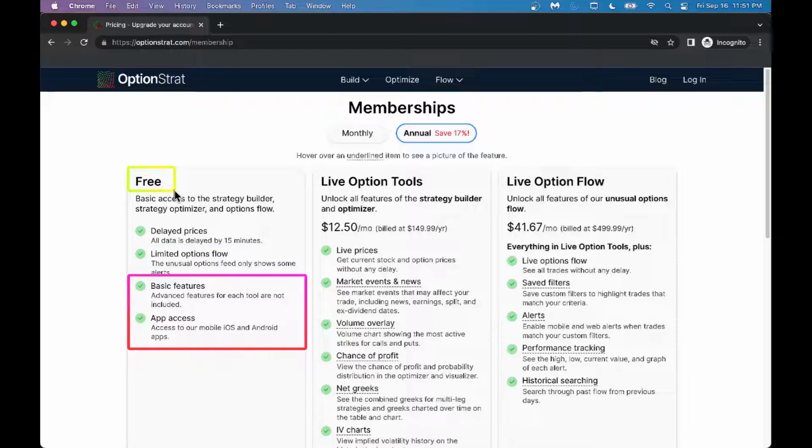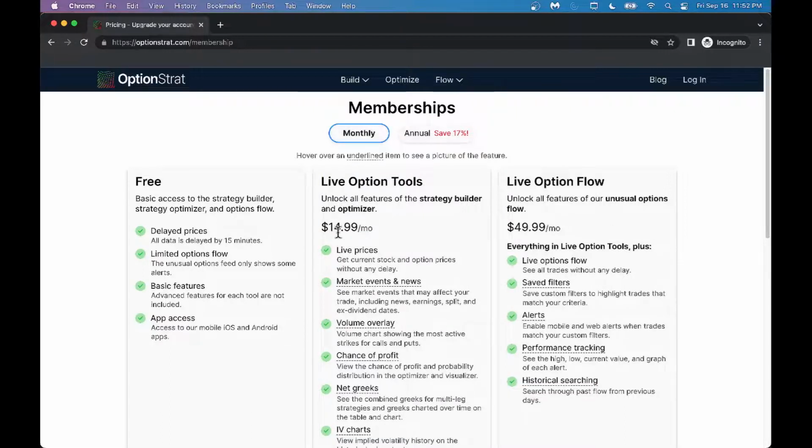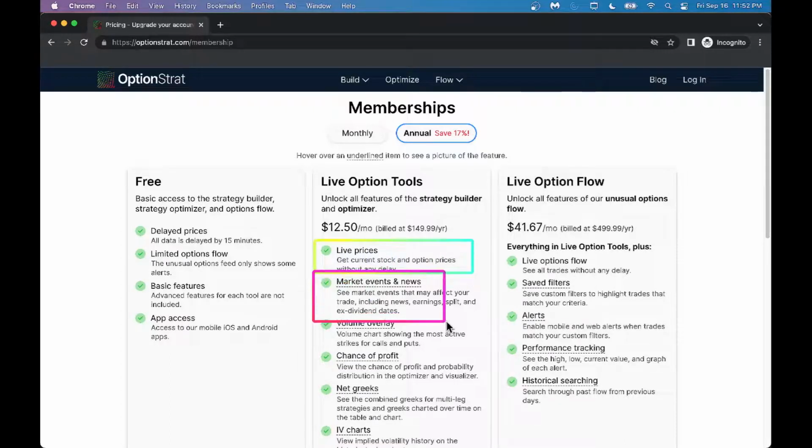And I suggest if you're an active options trader, go with the live options tools. It's about $12 per month if you have an annual subscription. If you want to go with the month to month, as you can see here, it's about $15 per month, not too much. I know a lot of people who basically charge $50 to $100 per month for these types of data. And look, with this live option here, you get a lot of good information. You get the live price, which is great, no delay, and you can see the market events and news.